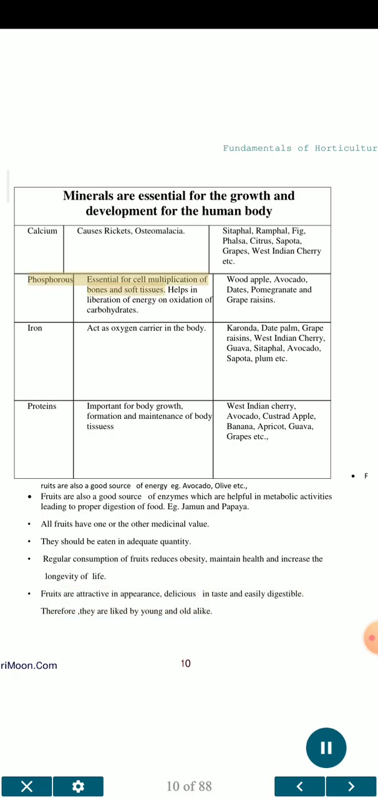Phosphorus is essential for cell multiplication of bones and soft tissues. It helps in liberation of energy on oxidation of carbohydrates. Sources: wood apple, avocado, dates, pomegranate and grape raisins.